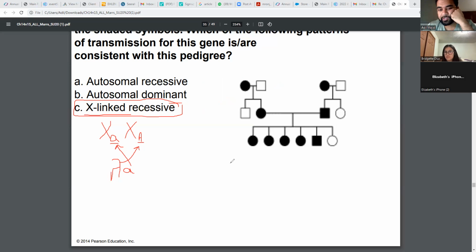So let's go back to some basics. Let's give it some more concreteness. Let's say that this is for, I don't know, red hair color. So this person, is this person showing red hair color? The other option would be black hair color. Is this person showing red hair color or black hair color?